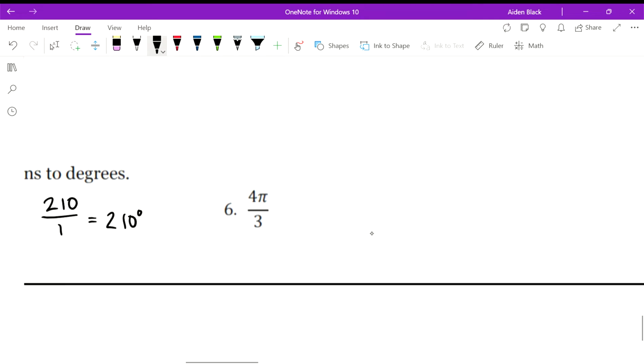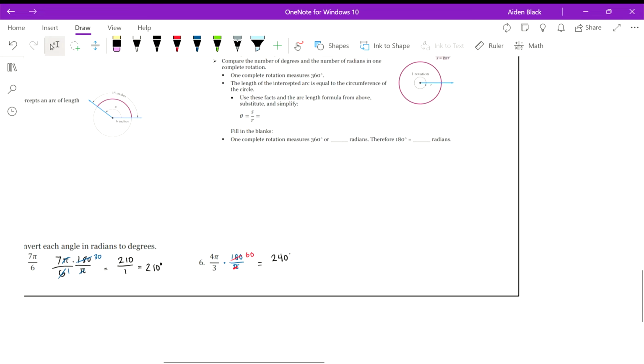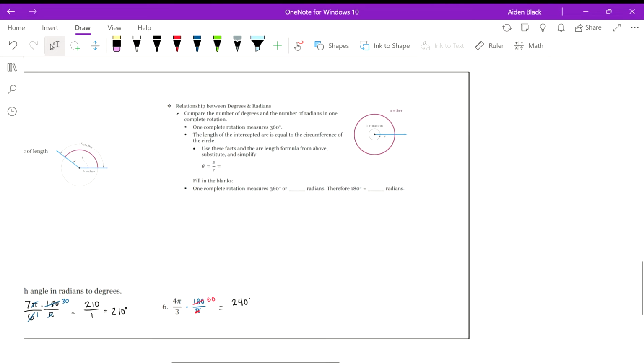Let's try with this one. Again, we're going to multiply this by 180 over pi. These cancel very nicely, and we know that we can divide the bottom by 3, which gives us 1, and the top by 3, which gives us 60. So what do we end up with? 60 times 4 is 240. So 4 pi thirds is equal to 240 degrees. And we'll skip that.